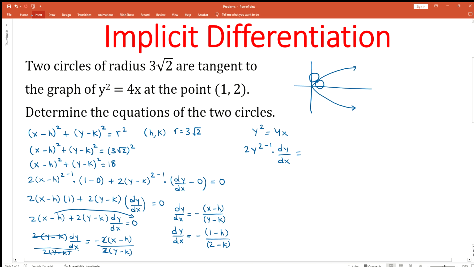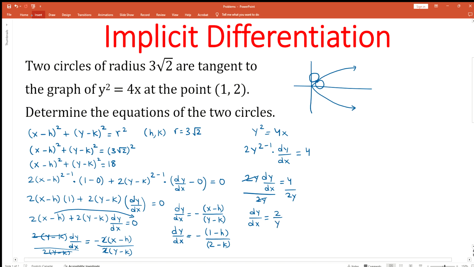On the right side, the derivative of 4x with respect to x is 4. This is the derivative of the equation. Now we can simplify this step. The exponent of y is 1. We can ignore the 1 in the exponent. We can divide both sides by 2y. We can reduce 4 and 2. I get 2 over y.